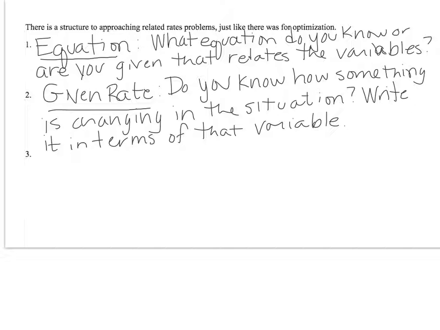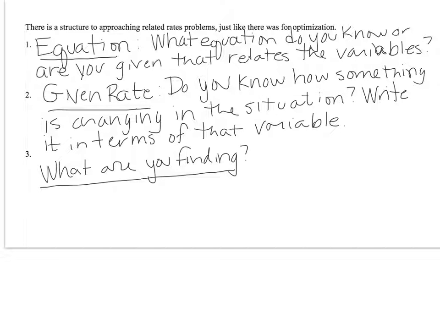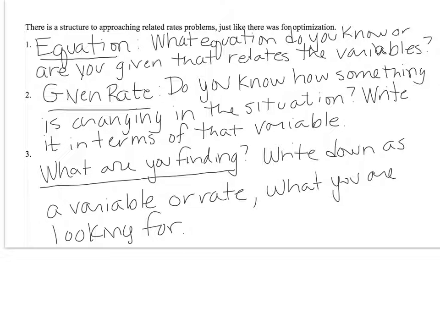And finally, the last one is, what are you finding? So obviously, this is going to be a big one, because if you don't know what you're finding, you won't know when you've figured out the answer to the problem. The final piece of the puzzle here is to write down a variable or rate that you are looking for. So are you looking for x, or are you looking for dx dt? You'll know that you're doing the problem right if you're able to solve for your missing variable. If you don't have a missing variable that you can solve for, you're not going to be able to figure that out. So those are the things.